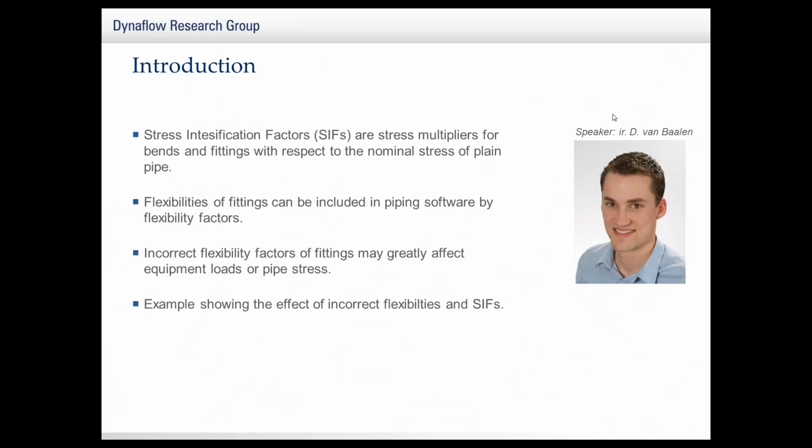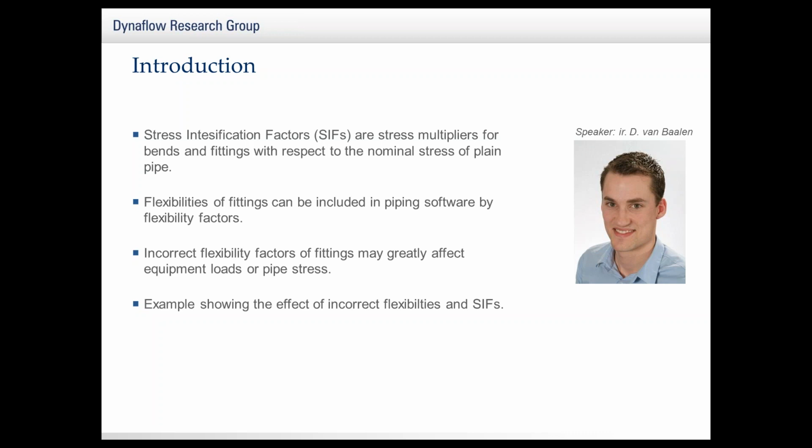I will first start with a short introduction. Today's topic, as Luke said already, is stress intensification factors and flexibilities, and in what situations you actually need these to be accurate. Stress intensification factors are stress multipliers for bends and fittings with respect to the nominal stress of plain pipe. Most of you will already know this. And flexibilities speak for themselves. Flexibilities can be used to include the stiffness of fittings, bends, tees or nozzles in your piping model.